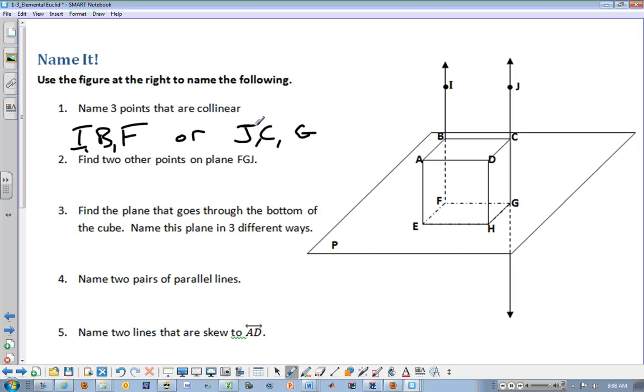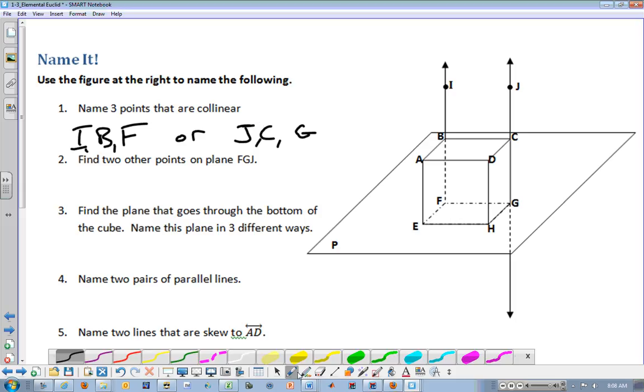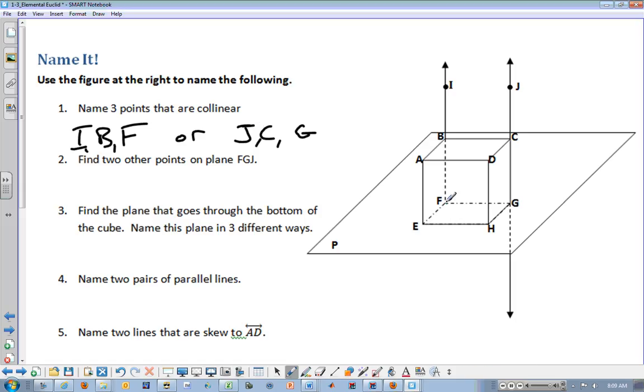Find two other points on plane FGJ. Well, plane FGJ is back here, and it kind of keeps going up the back here, kind of like that. Okay. So it's the back side. So name a couple other points. We got I, and we have B. Those are the other ones. Find the plane that goes through the bottom of the cube. Name it in three ways.